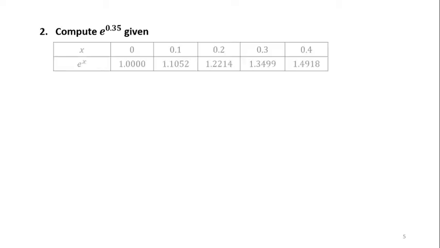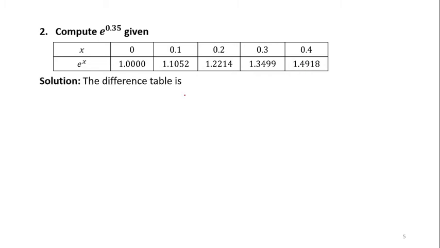Now, second problem: compute e power 0.35, given a table of values of x versus the respective values of e power x. Here the values of x are 0, 0.1, 0.2, 0.3 and 0.4. The corresponding values of e power x are 1, 1.1052, 1.2214, 1.3499 and 1.4918.